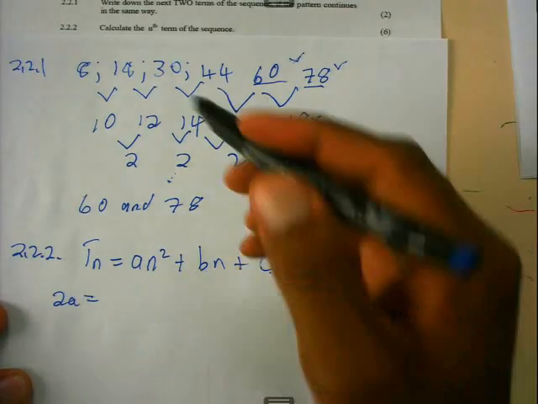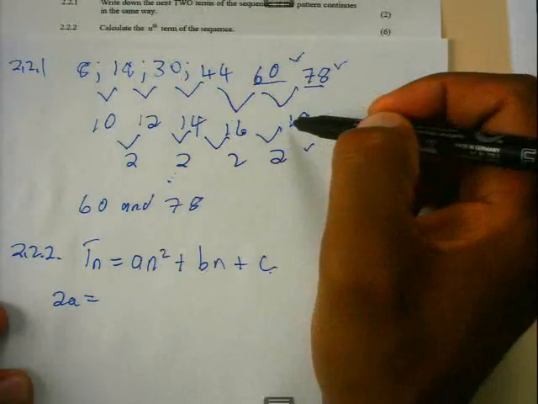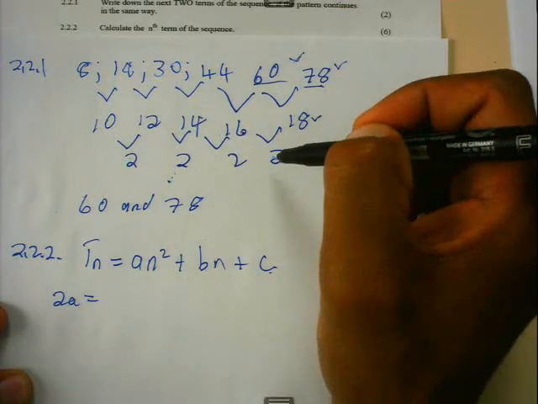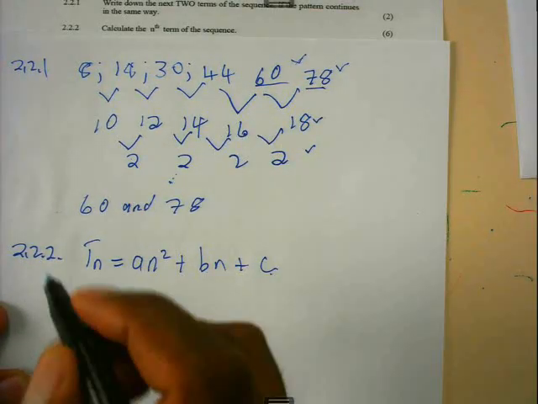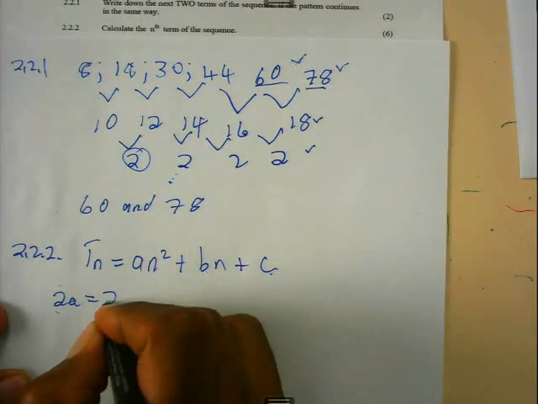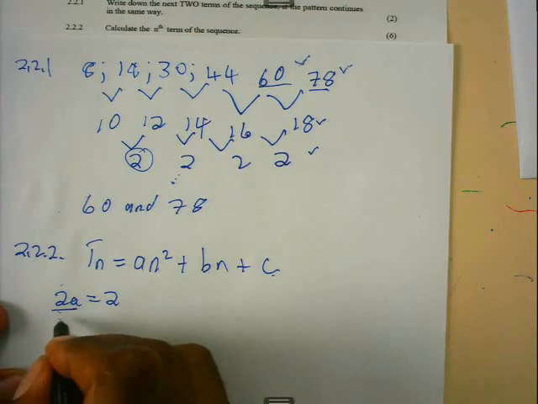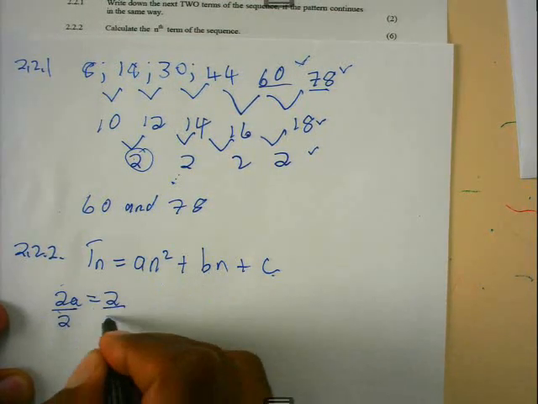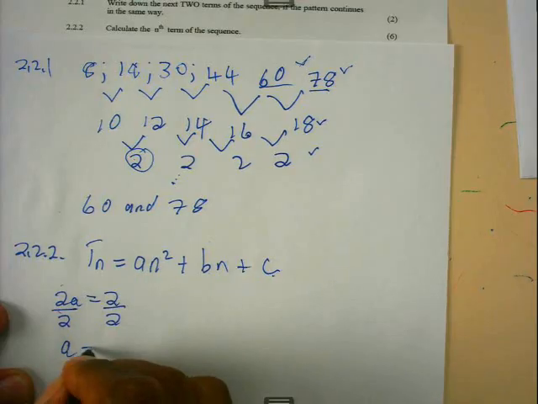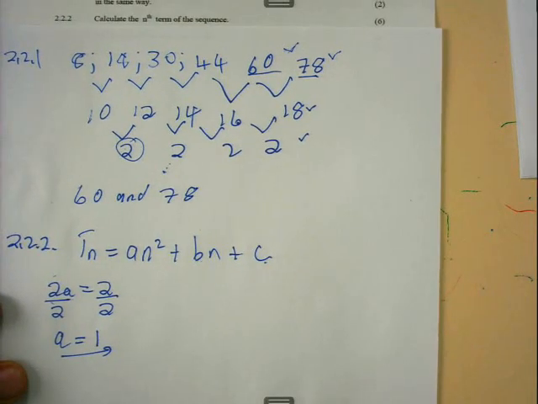Of course, when you look at the pattern that is given here, this is our first difference. This is our second difference. Now, it means we take 2a is equal to what? We equate it to 2. 2a is equal to 2. And of course, from here we can solve for a, to say we divide both sides by 2. Therefore, a is equal to what? Therefore, a is equal to 1.